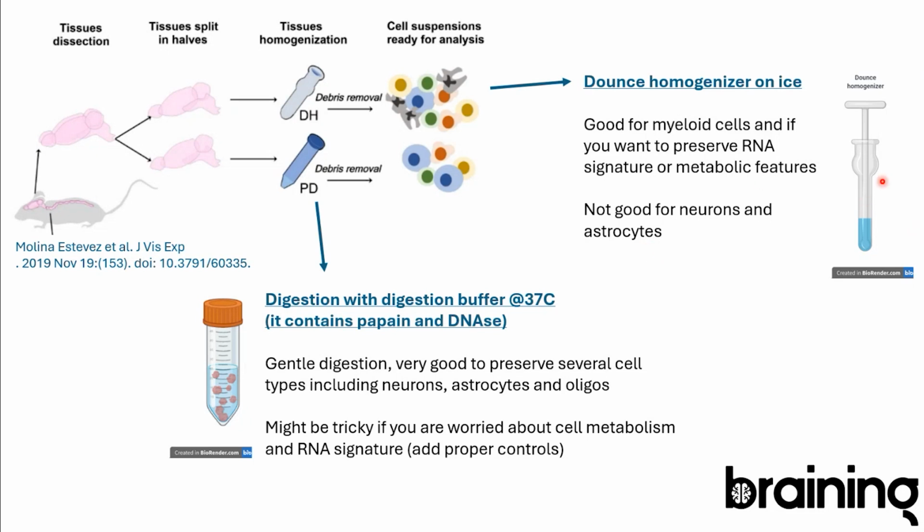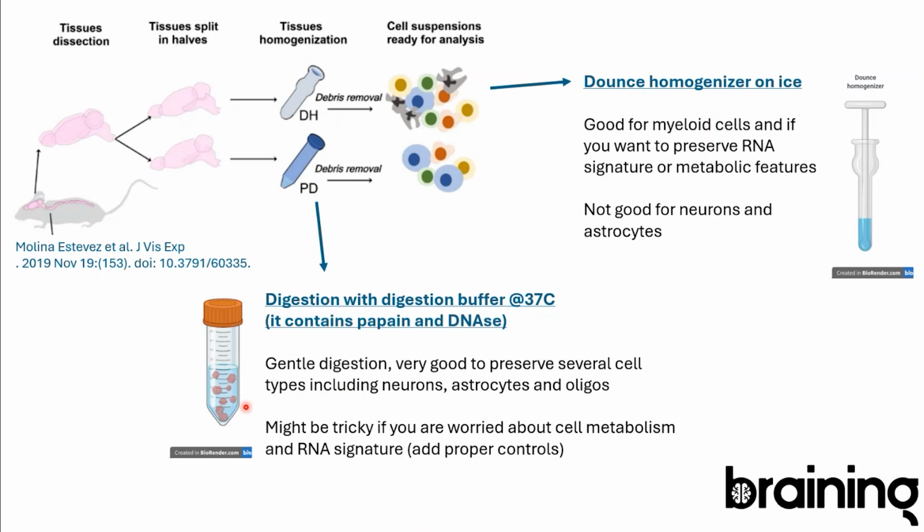And it's also useful because it's very rapid. If you work on ice, you can preserve RNA signatures and metabolic features of your cells, but you lose many cell types. Therefore, we decided to use another method, which relies on digestion with a buffer containing papain, which disrupts the extracellular matrix, plus DNase, which is more gentle and was capable of preserving several cell types, ranging from neurons up to oligodendrocytes.